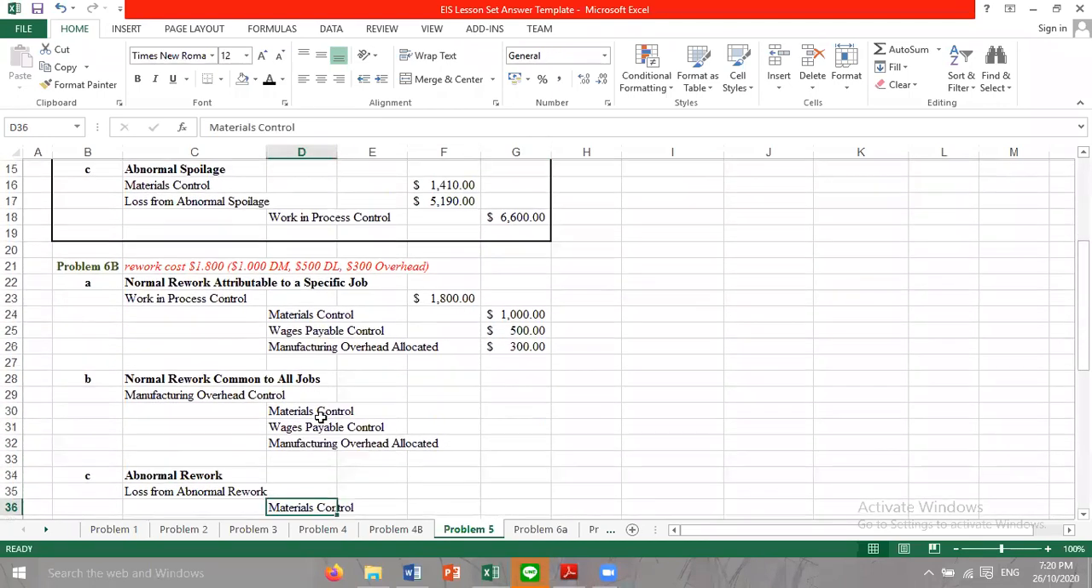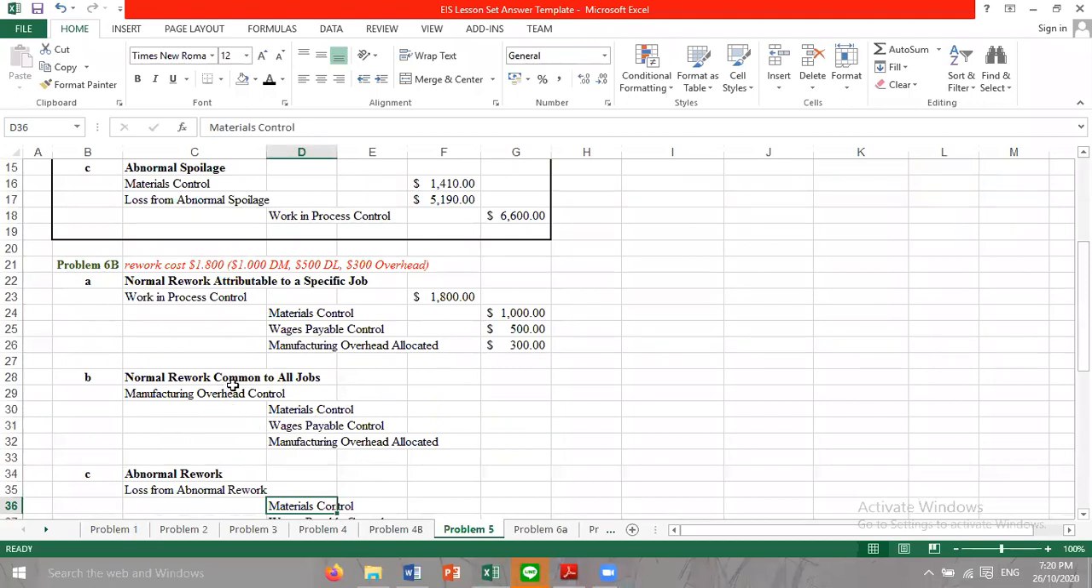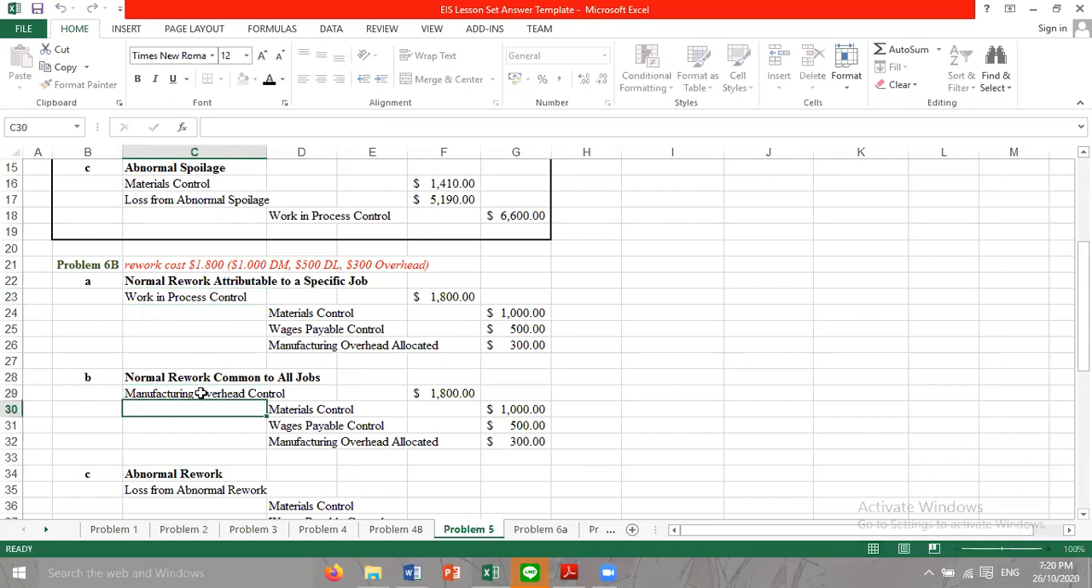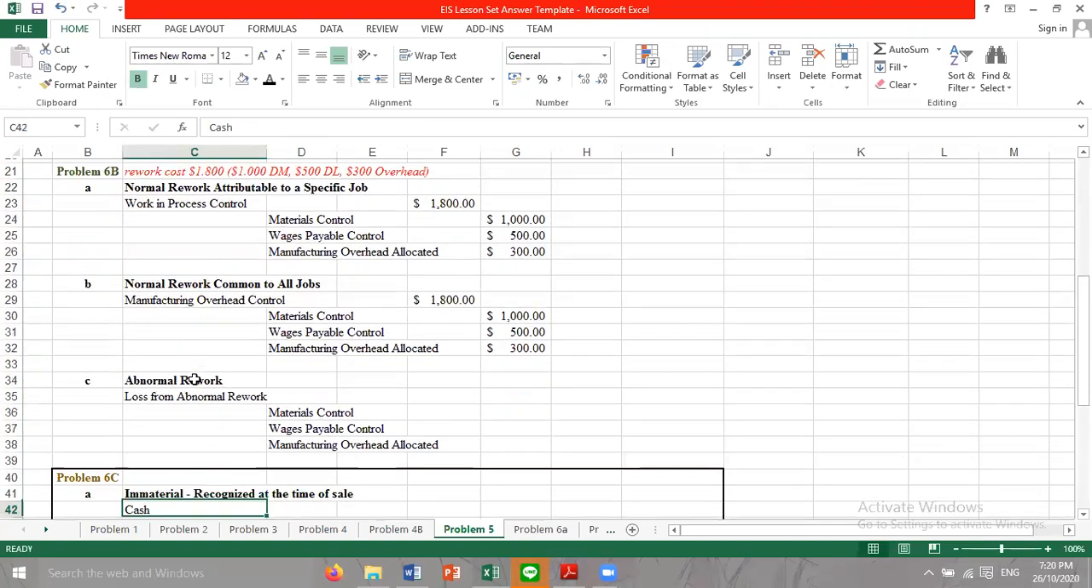Next one. B, if the normal rework is common to all jobs, same principle, just use 1,800, 1,500, $300. The only difference is that instead of allocating the rework cost to work in process, we allocate the rework cost to manufacturing overhead control, since we assume the rework is common to all jobs.